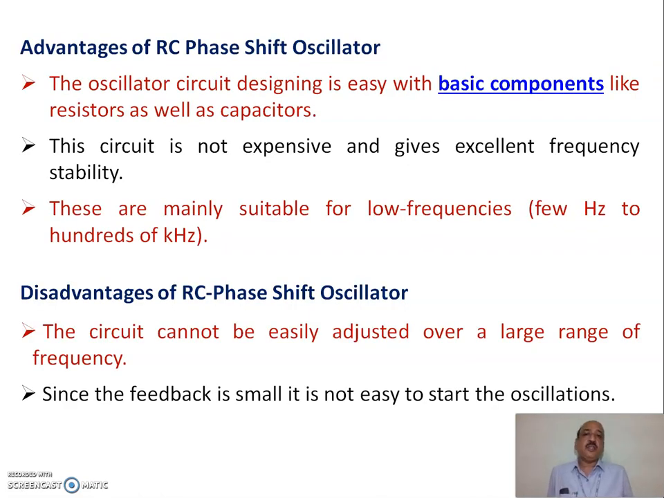Advantages of the RC phase shift oscillator: the oscillator circuit design is easy with basic components like resistors and capacitors. This circuit is not expensive and gives excellent frequency stability. These are mainly suitable for low frequencies, that is, a few hertz to hundreds of kilohertz. Disadvantages of the RC phase shift oscillator: the circuit cannot be easily adjusted over a large range of frequency. Since the feedback is small, it is not easy to start the oscillations.